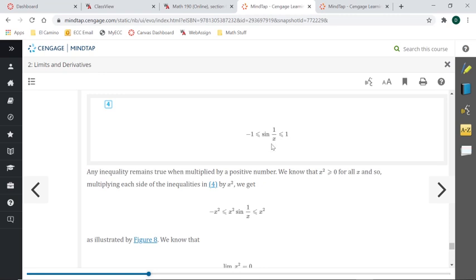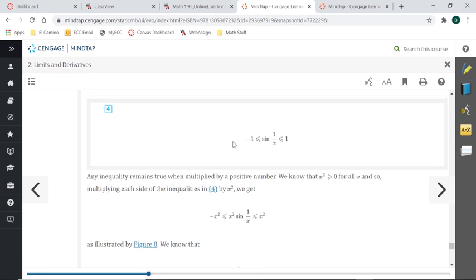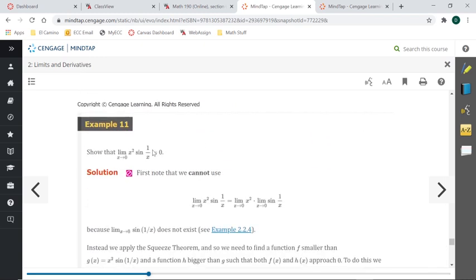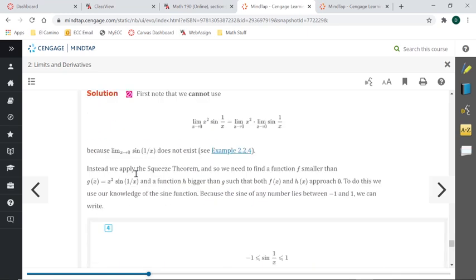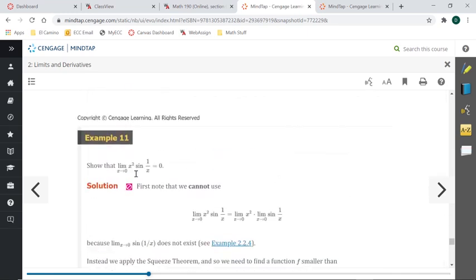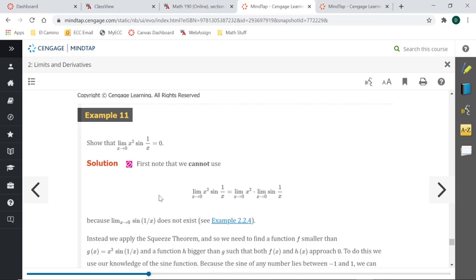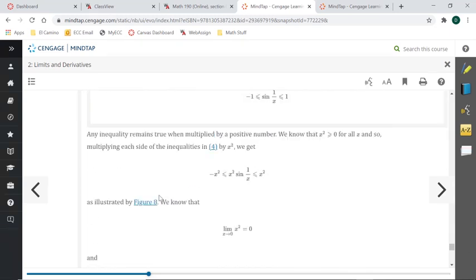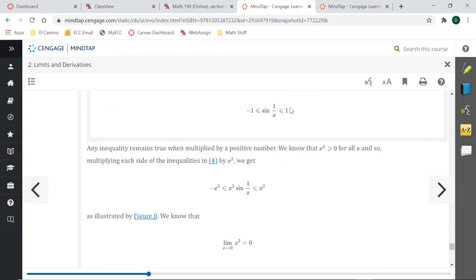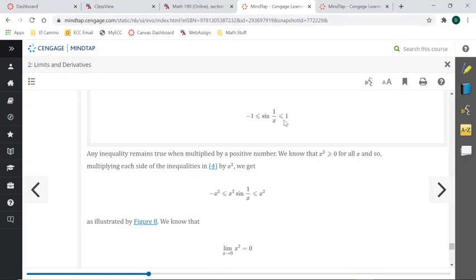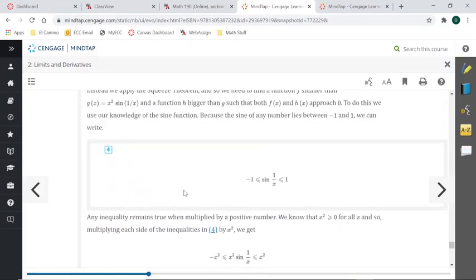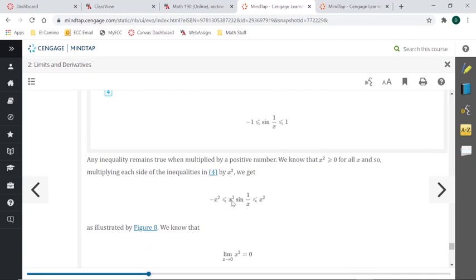And the sine of 1 over x will exist as long as x is not 0. Is x 0? No. x is getting close to 0, but it never actually gets to 0. So regardless of whether x is positive or negative, the fact still remains: the sine of 1 over x will always be bounded between -1 and 1. Now, the expression we're trying to take the limit of wasn't this one. We were trying to take the limit of x squared times the sine of 1 over x.